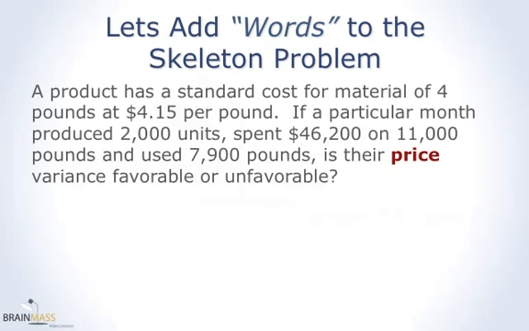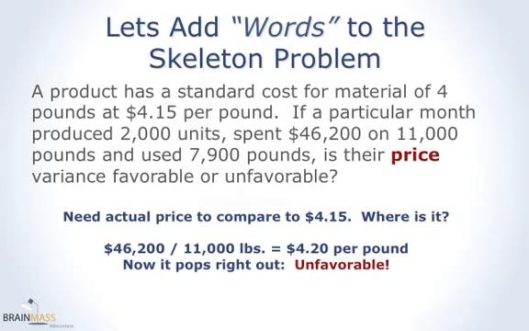So let's see, what do you think? Was the price variance favorable or unfavorable? Well, we need the actual price to compare to the $4.15 standard, right? Where is it? It's not given, but you're given enough data to solve for it. You know how much you spent on those 11,000 pounds, so you can then solve for what it cost per pound, $4.20. And so now you can immediately see that you paid more than the standard, so that would be unfavorable.